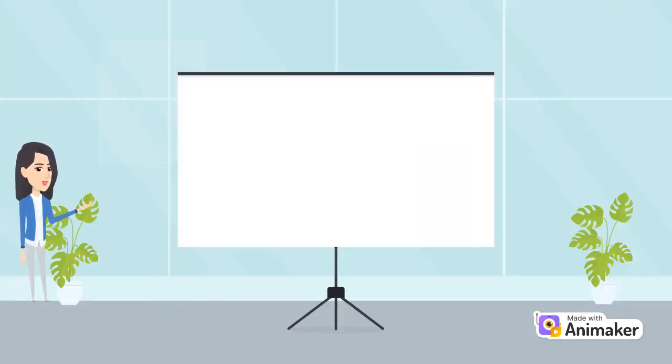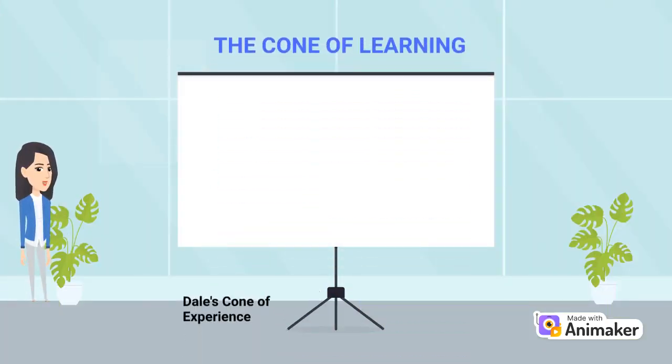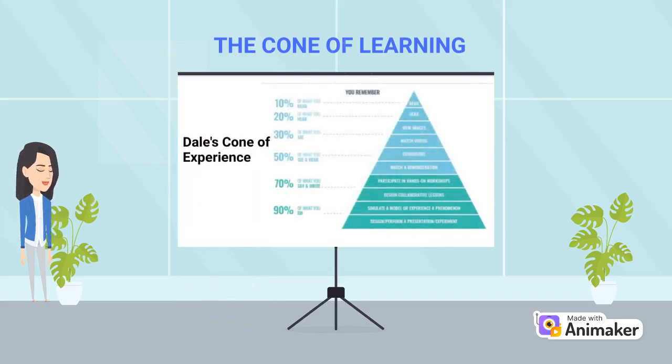In teaching mathematics, we can use the cone of learning, Dale's cone of experience. It is a model that incorporates several theories related to instructional design and learning processes, wherein there is a percentage that you can see on your screen that you remember. 10% of what you read, 20% of what you heard, 30% of what you see, 50% of what you see and heard, 70% of what you say and write, 90% of what you do.